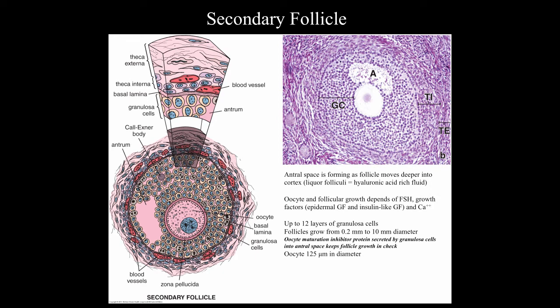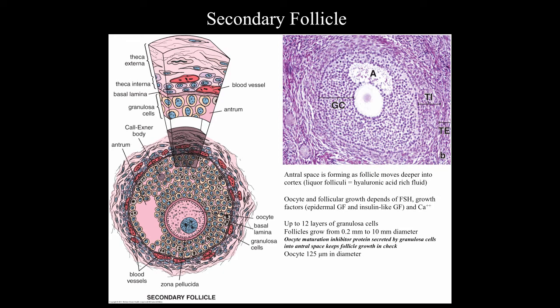Oocyte maturation inhibiting proteins are also secreted by the granulosa cells into the antral spaces, and that's going to keep follicular growth in check. And this is interesting because there are, as we said, at birth something like 400 to 800,000 oocytes in follicles, but they're not all growing at the same time, and it turns out that there are higher concentrations of this oocyte maturation inhibiting protein in the younger follicles. We don't really know what causes the follicles to mature, so we don't know what makes some of the follicles have a lower concentration of this oocyte maturation inhibiting protein.